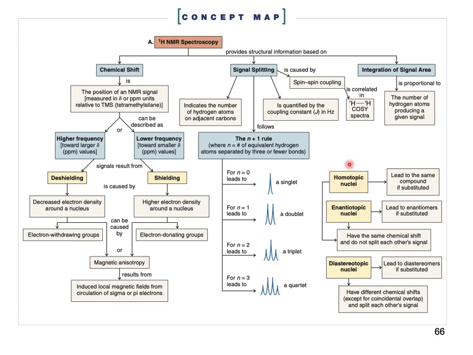Homotopic nuclei give the same compound if substituted, right? And enantiotopic are different protons, right? Diastereotopic ones lead to diastereomers. So these are the things you have to remember in the case of proton NMR spectroscopy.